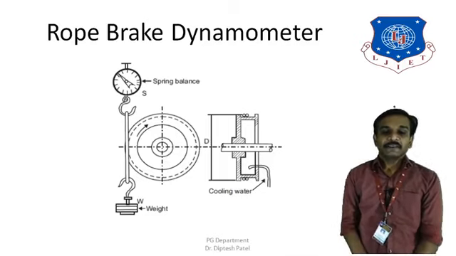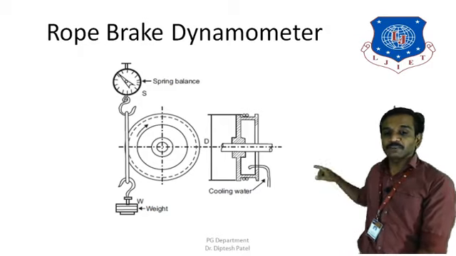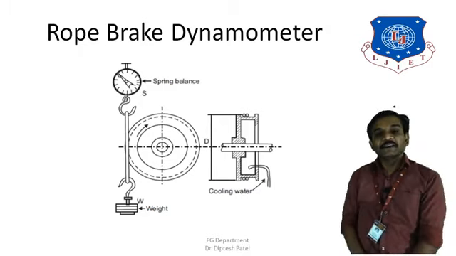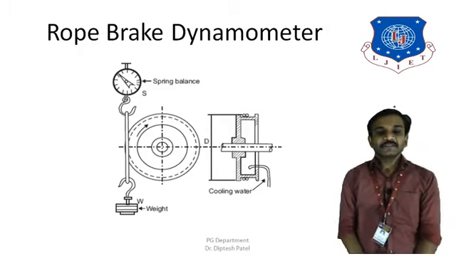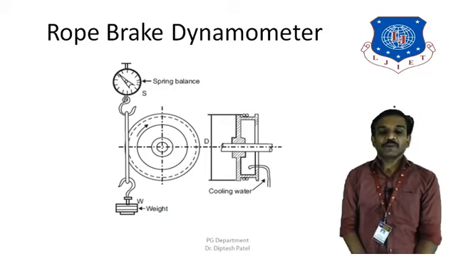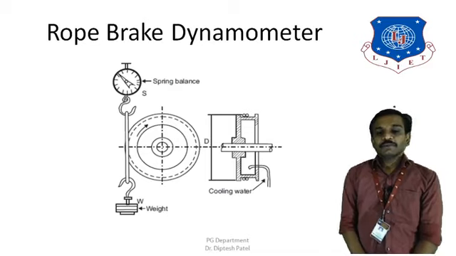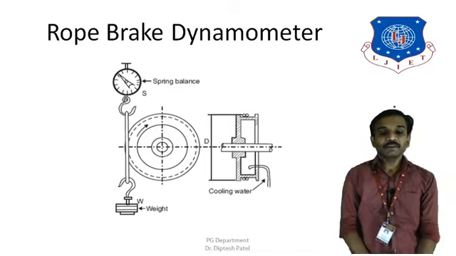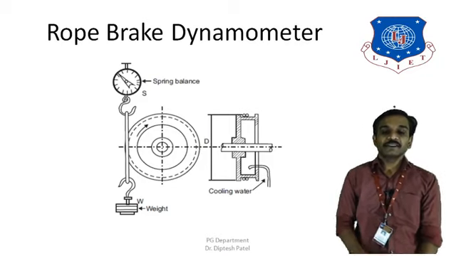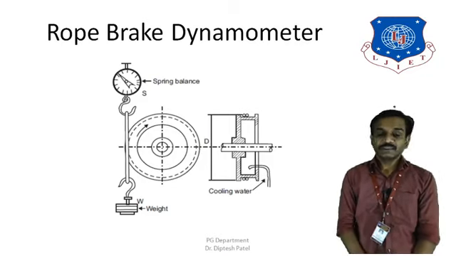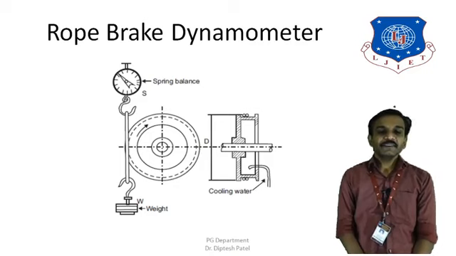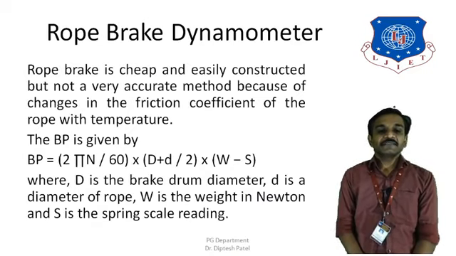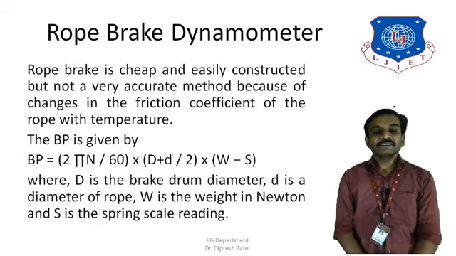As you can see, the rope is wound around the flywheel, and one end of the rope is connected with the spring balance, while the other provides the loading in the form of weight. Also, you can see the cooling is provided, so there is a continuous flow of cooling water into the internal rim to dissipate the heat and reduce the heat in the flywheel. Now once we do this, we can complete this experiment.